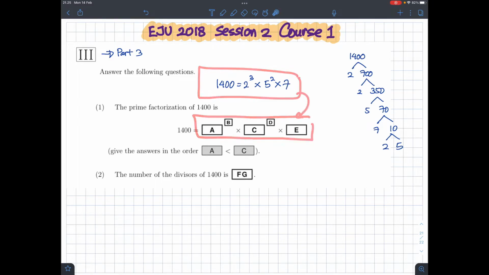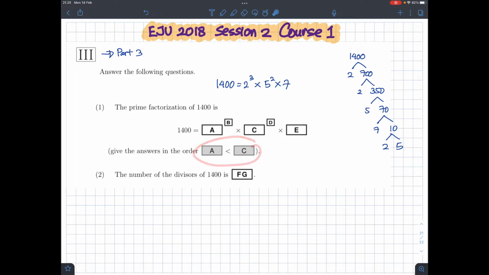So from here we already get Part 1. Put it here, and be careful about this: they ask you to arrange in order from smallest to largest. So it should be 2 to the power of 3, 5 to the power of 2, and this is for 7. So you got A equals 2, B equals 3, C equals 5, D equals 2, and E equals 7. You already get the first five answers. Let's continue.